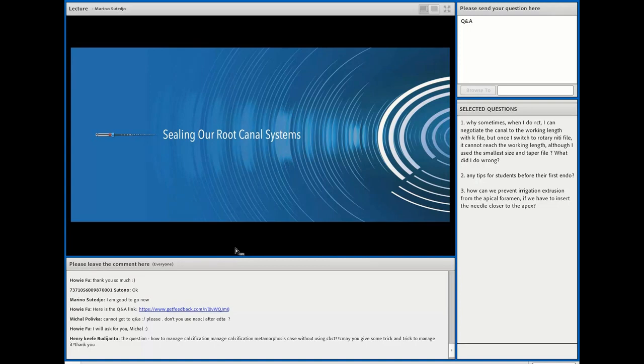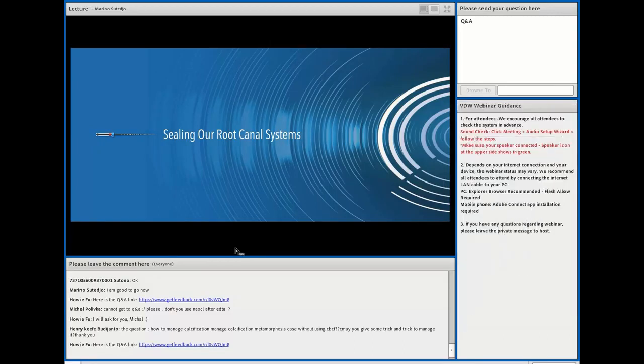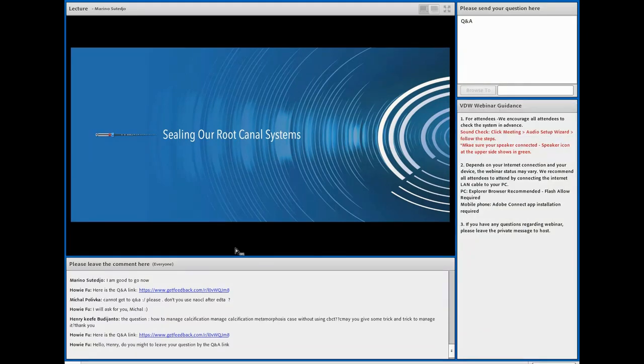The last question should be: how can we prevent irrigant extrusion from the apical foramen if we have to insert the needle closer to the apex? Good question. First thing first, do not over-instrument your canal. Maintain your working length nicely. Don't go beyond the working length, and try not to make it bigger, because the bigger the files, the wider the apical foramen and the less resistance form the apical area has. If you are dealing with a wide apex, you need to put your irrigant needle about 3 to 4 millimeters short of the working length. But if you have a normal canal, you can go a little further.